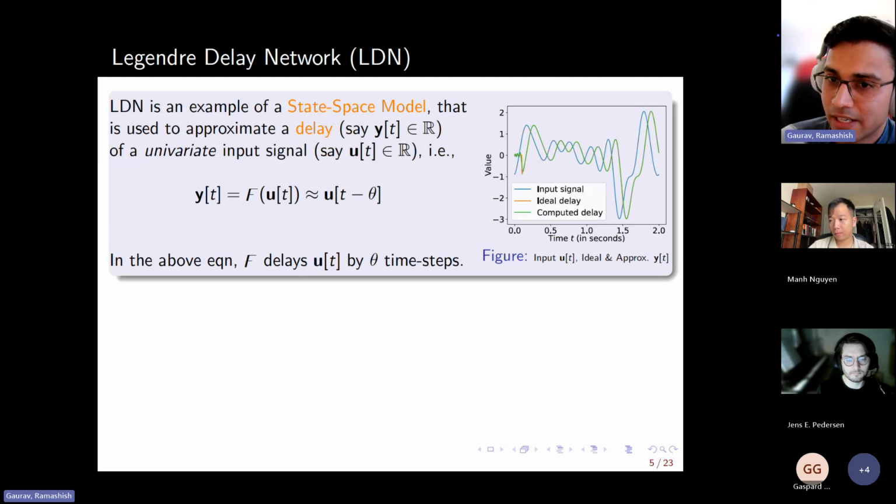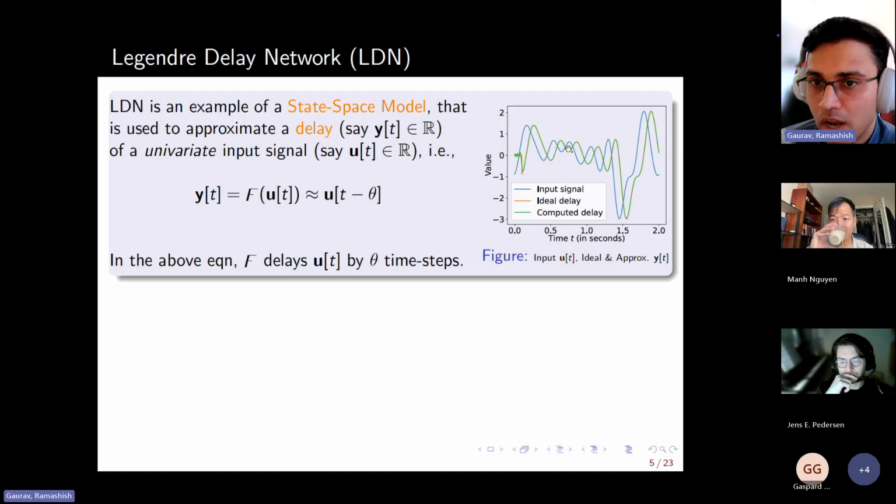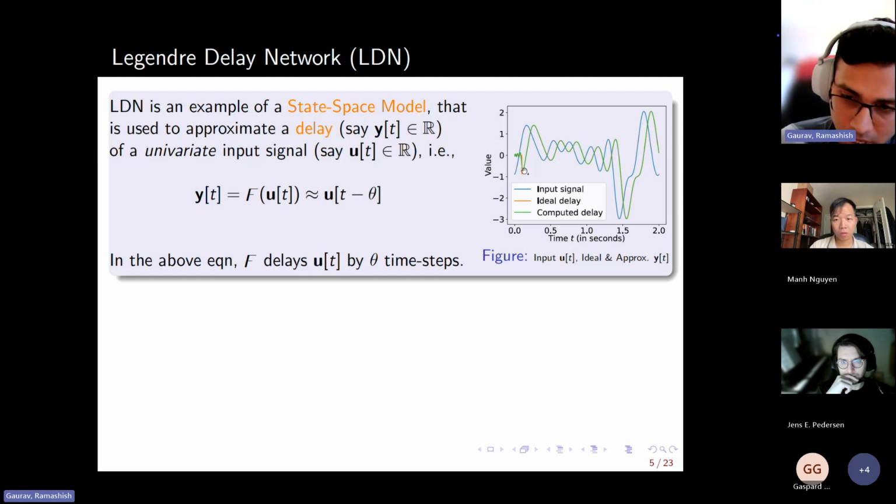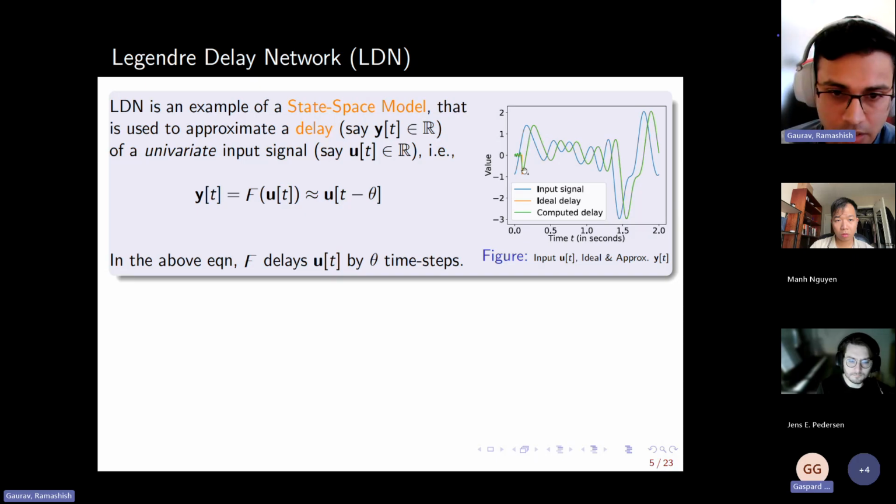In the picture here on the right-hand side, this shows the functioning of an LDN, the input-output of an LDN. You have got your input u(t), which is colored in blue, and then you have got your ideal delay, which is the orange line, and the computed delay by the LDN, which is in green. The computed delay, that is the green and the orange line, pretty much overlap. So that means the LDN is pretty good at computing the delay of an input signal, but of course dependent upon its hyperparameters, which we'll be looking at in a few slides.